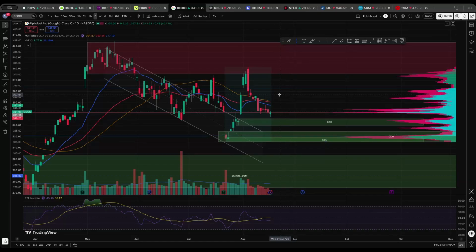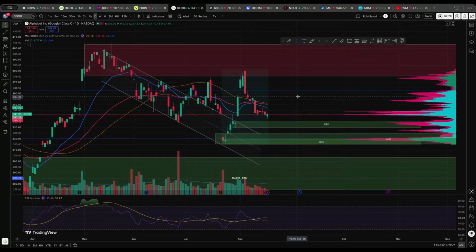For anyone who wants a more conservative approach, I'd say scale in smaller: take a quarter position at the first zone, then another quarter on the next pullback, and save the bigger half for after a confirmation is shown by the candles. As for risk management, my stop loss sits well below the current price.